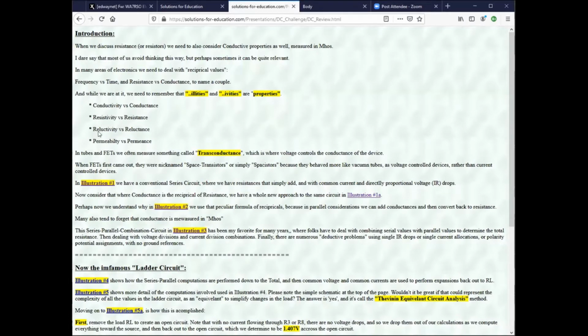And you also have some other things. There's a lot more than just this. These are just samples. Reluctivity versus reluctance. You've got permeability versus permeance. Okay, these are all properties, and we need to remind ourselves of some of this because there are areas of conductance when you get into tubes and FETs. If we ever do that, for instance, there's an area called transconductance. And the transconductance is actually two words. It's transfer conductance is really what it comes into. Well, we can save that for later, but let's do this.